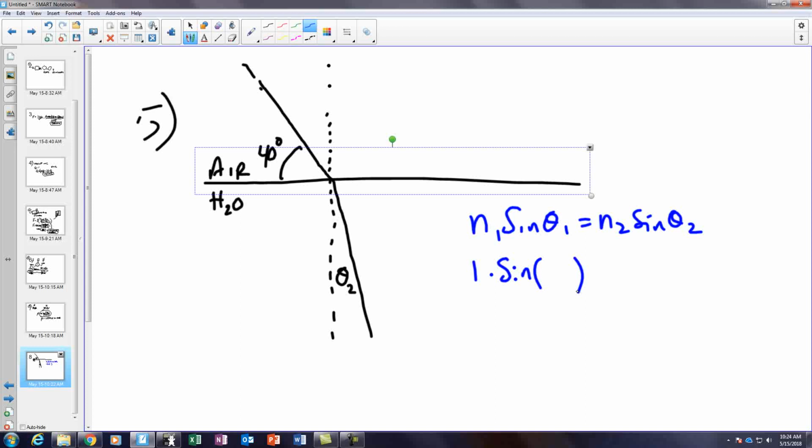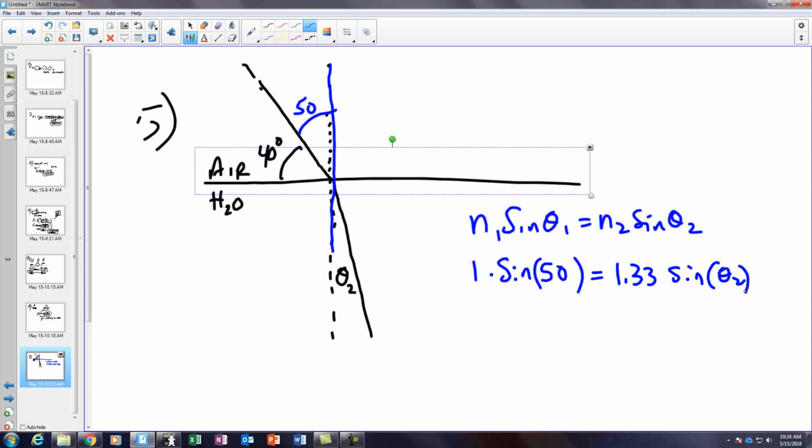It's always measured against the perpendicular. I'm not promising to try and mess with you, but I'm probably going to try to mess with you in some way, shape, or form. This is 50. That's theta 1. Equals, what is the n value for water? It is 1.33 sine of theta 2.